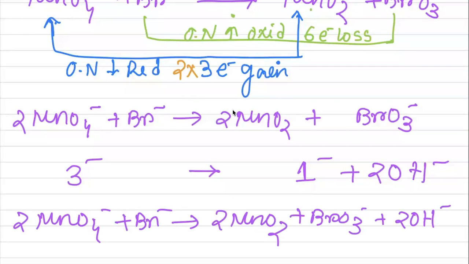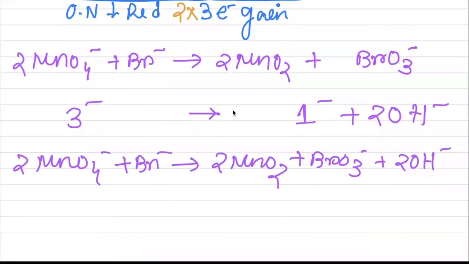Now we have to balance hydrogen. How many hydrogens are there on the product side? 2 hydrogen. So obviously we have to add 2 water. How many hydrogens are there here? 2 hydrogen. So if I add 1 water molecule, see, hydrogen is balanced.